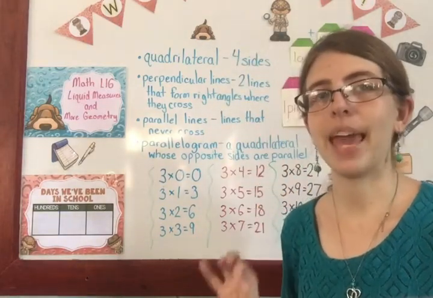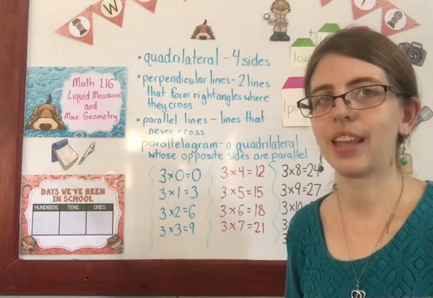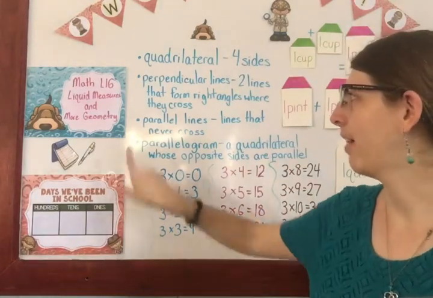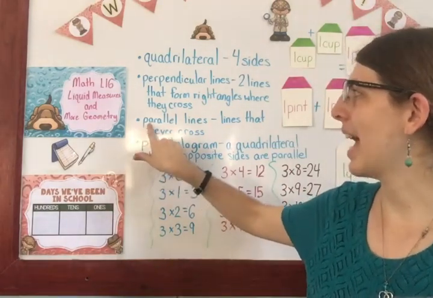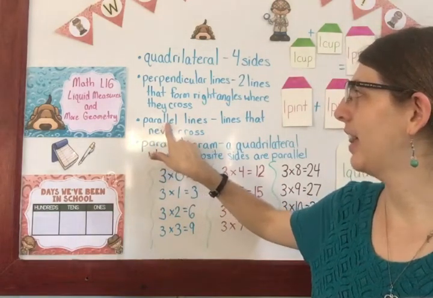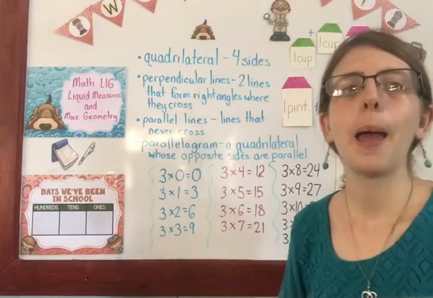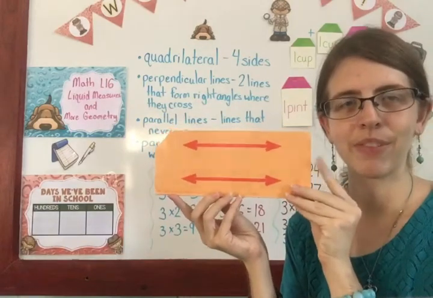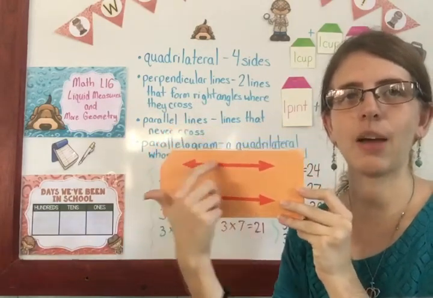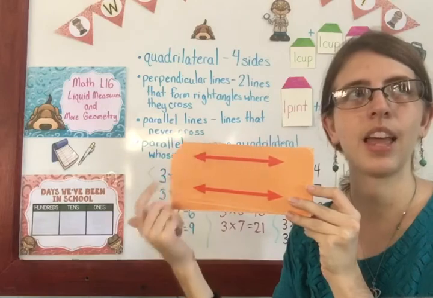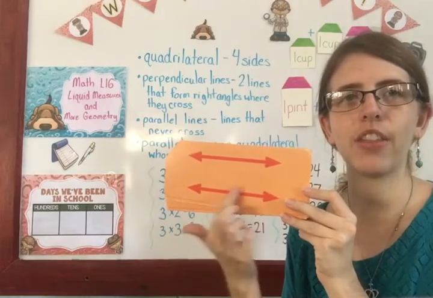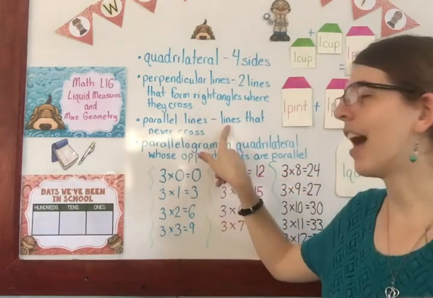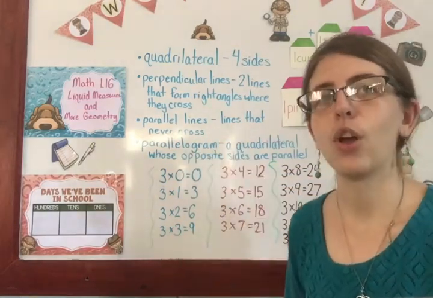Next we have parallel lines. Let's say parallel. Parallel. P-A-R-A-L-L-E-L. Parallel. Parallel lines look like this. Parallel lines are lines that will never ever cross. So they run right next to each other and they will never ever cross each other. So parallel lines are lines that never cross.